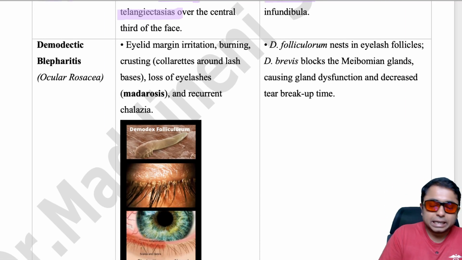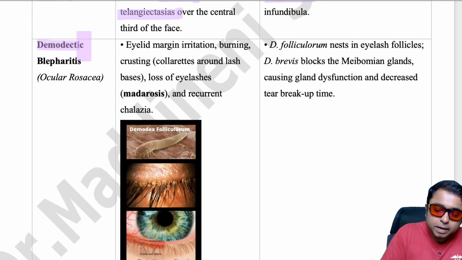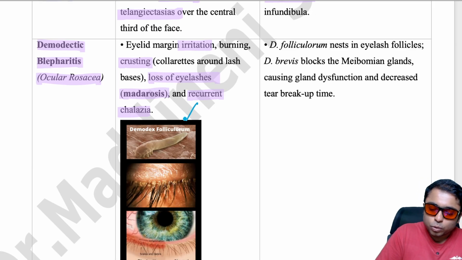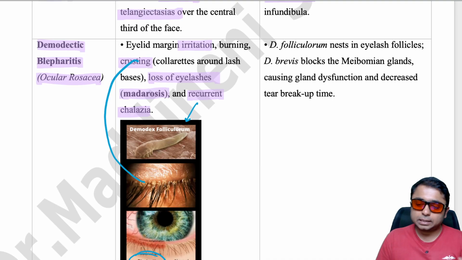Next is blepharitis. The eyelashes can also be affected. So it is ocular rosacea. It is considered a type of rosacea where there is going to be eyelid margin irritation, and burning and crusting can be seen. There will be loss of the eyelashes, that is madarosis, and recurrent chalazion can also be observed in these patients. So this is the Demodex mite, and this is the involvement with the crusting present in the eyelashes, and here you can see the inflammation, that is blepharitis.